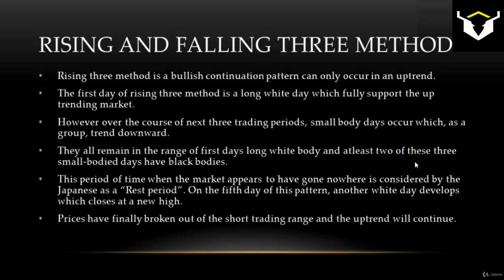The exact opposite applies to the falling 3 method, which is a bearish continuation pattern. The first day will be a strong sell day, or a strong black body day, followed by 3 small body days which trade within the range of the first big black body day, and the pattern is completed when the fifth day trades to a new low and closes below the first day's low.